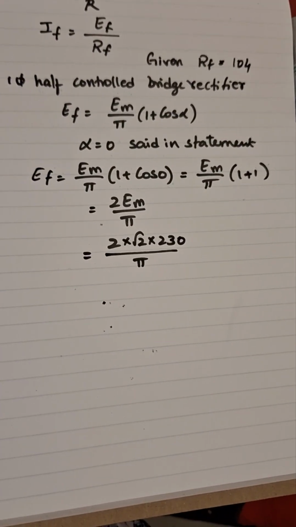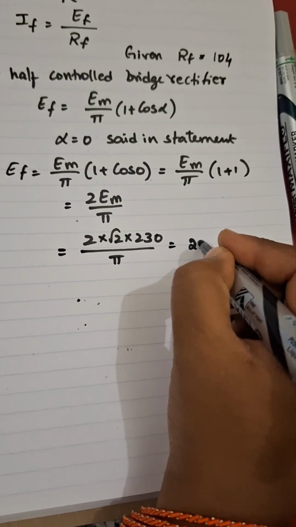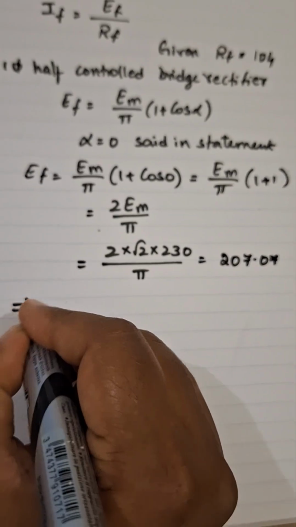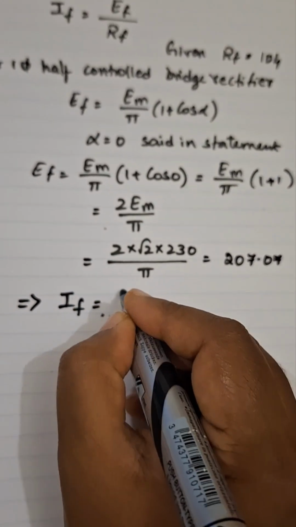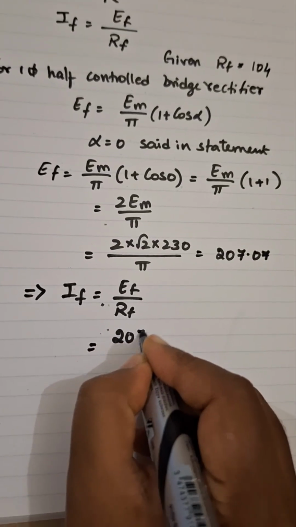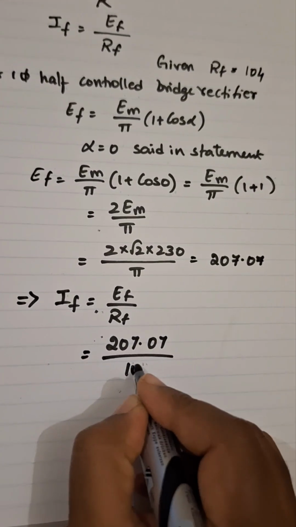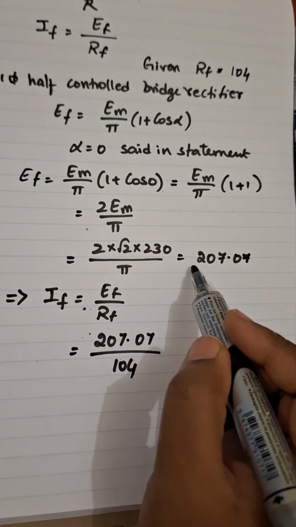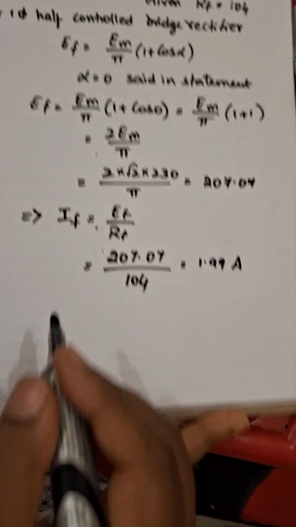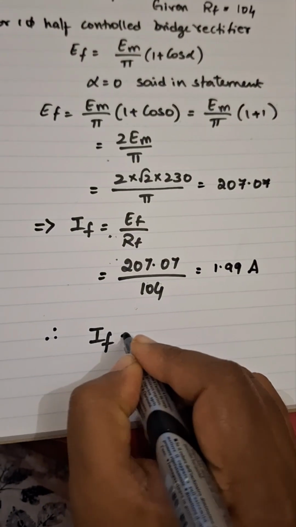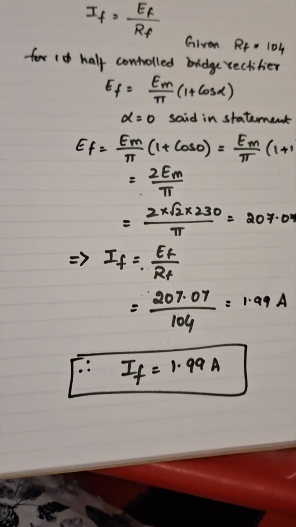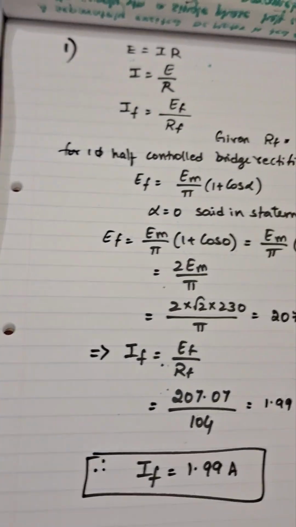Now you are supposed to use the calculator. If you use the calculator, you will get 207.07. Our intention is to find IF. So IF is EF by RF. EF we got is 207.07 and RF they gave is 104. So now if you divide, you will get 1.99 amp. Therefore IF is equal to 1.99 amp. So the first question is done.